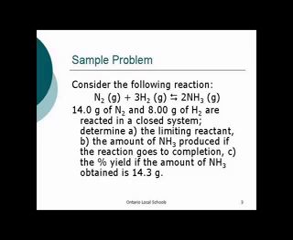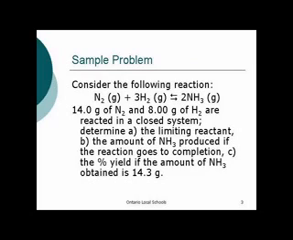And here is the problem. If we start with 14 grams of nitrogen and 8 grams of hydrogen, we react this in a closed system. We want to determine, A, the limiting reactant, B, the amount of ammonia produced if the reaction goes to completion, and C, the percent yield if the amount of ammonia obtained is 14.3 grams.